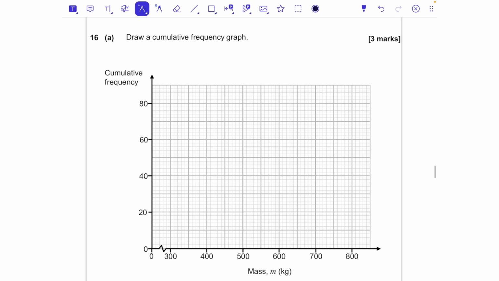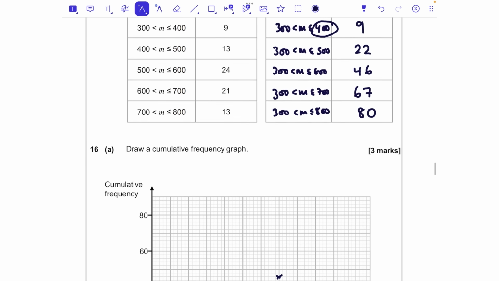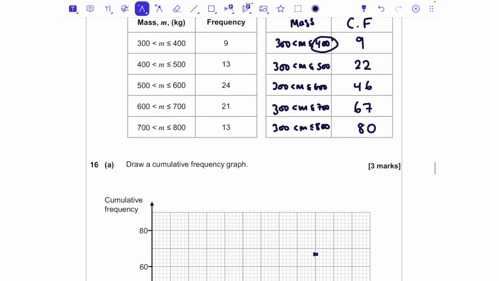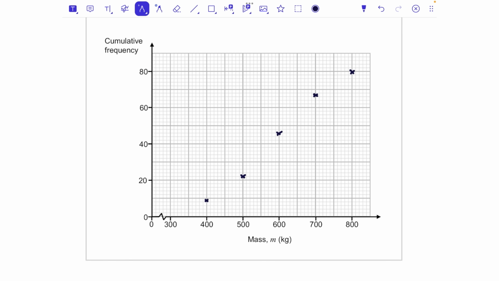We're then going to draw that graph and we plot at the top of the category. So we're going to go across to 400 and up to 9. Let's make that a little bit clearer. So that would be in the middle of that box. We're going to go across to 500 and up to 22. There. We're then going to go across to 600 and up to 46. So we're plotting in the top of the category each time for the cumulative frequency. Across to 700 and up to 67. And across to 800 and up to 80. We're then going to join that up with a nice smooth curve.